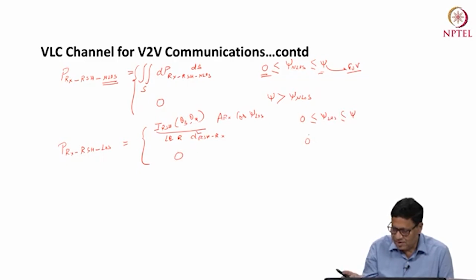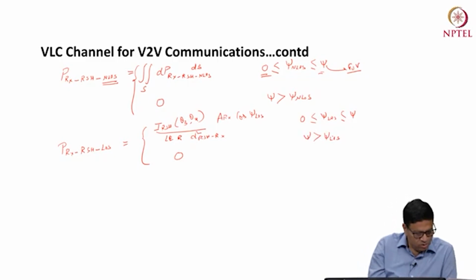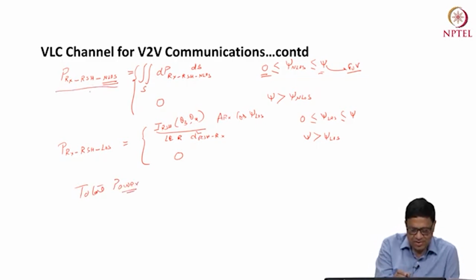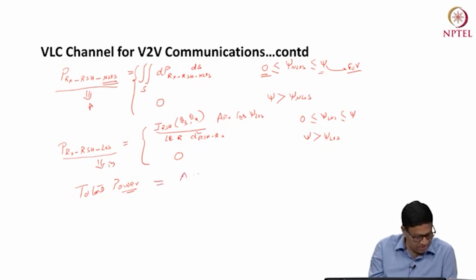otherwise it is 0 if psi is greater than psi LOS. So what we get is the total power from the line of sight component, this is this component, and this component, suppose this is say A, this is say B, the total power is actually A plus B.